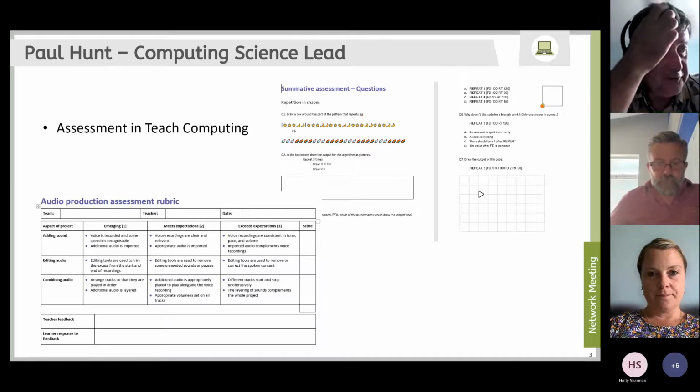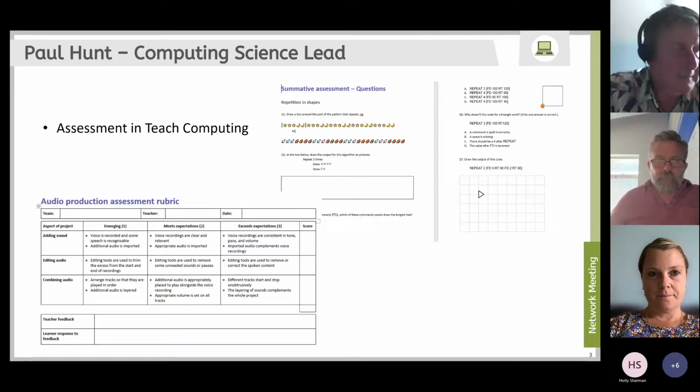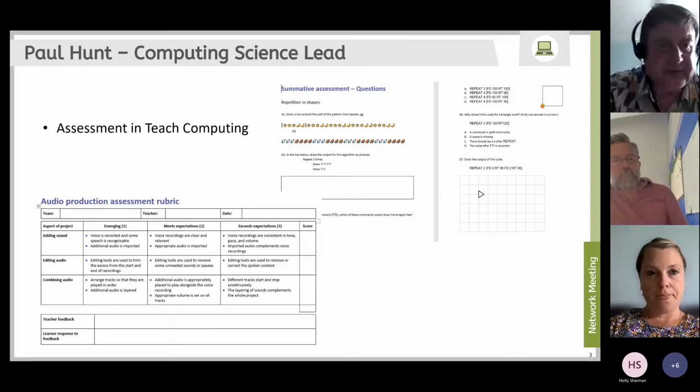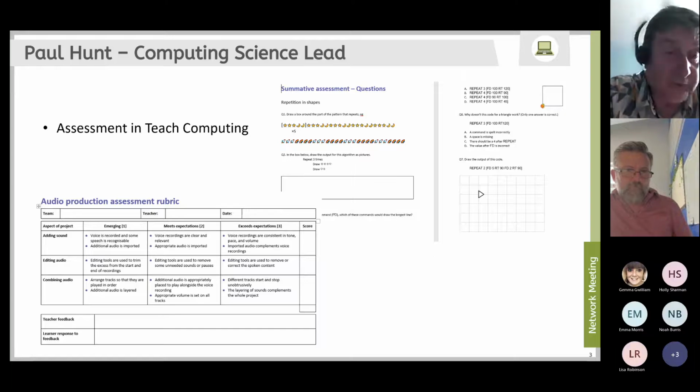So I'm just going to spend a few minutes on this. Obviously, Paul's had a few problems joining us tonight, so I'll cover his little section, which was about assessment in the Teach Computing scheme. I've had a good look through, and there isn't an assessment activity for every single unit. It's there in Key Stage 2 for probably about 60 to 70% of the units. In Key Stage 1, there aren't any assessment units yet.